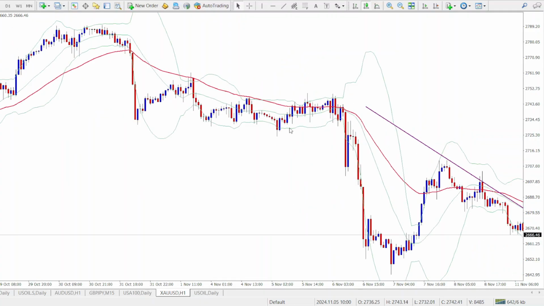When the Bollinger Bands contract and tighten, for example in this scenario, we can see that within this zone we had price consolidating, and the Bollinger Bands were tightening within this zone. The Bollinger Band helps you to identify periods of market volatility. When the Bollinger Bands are tightening, it shows low volatility.